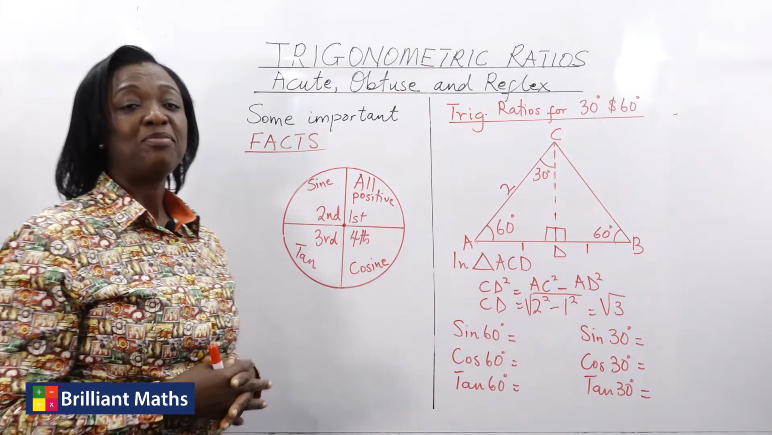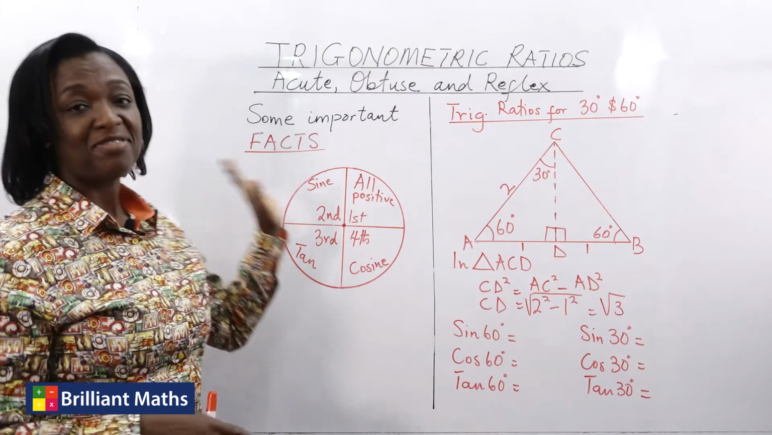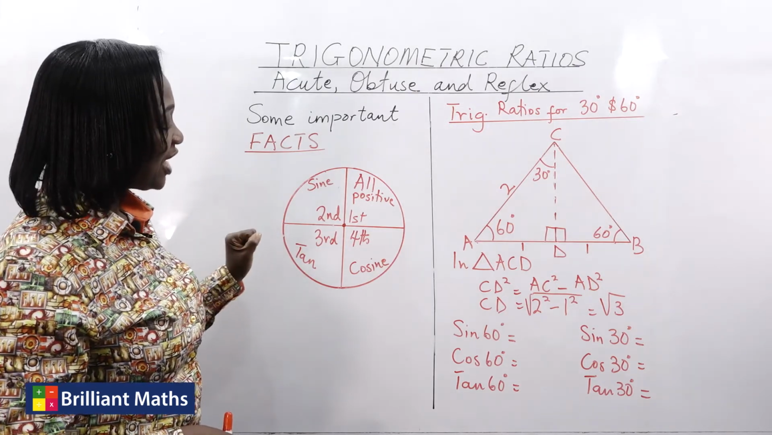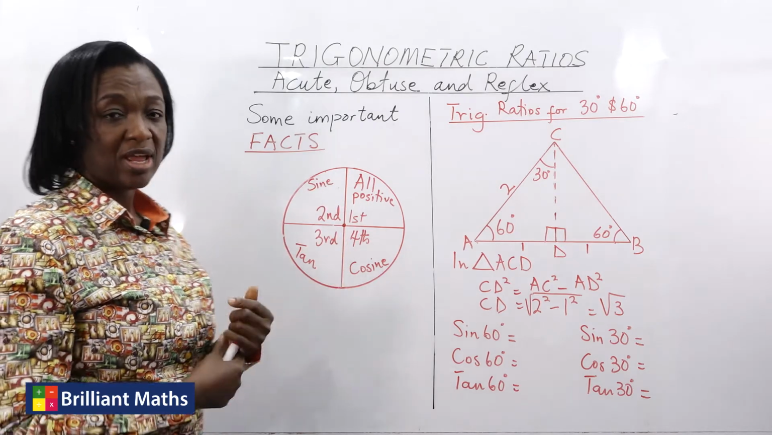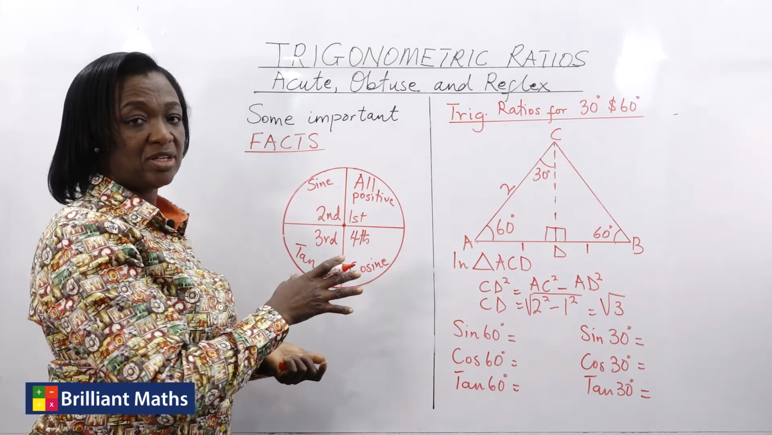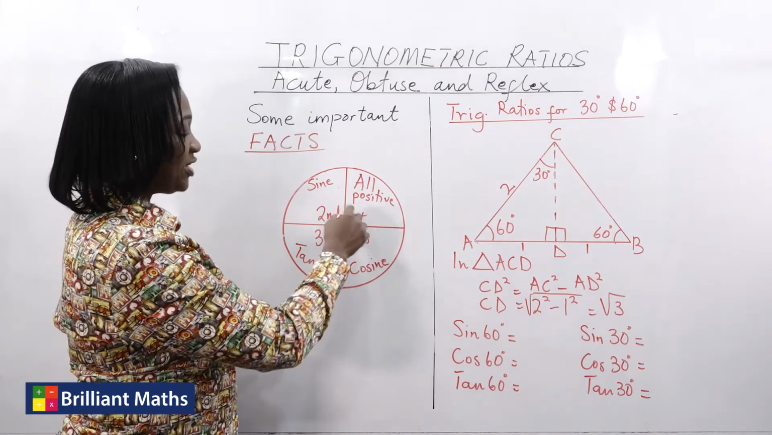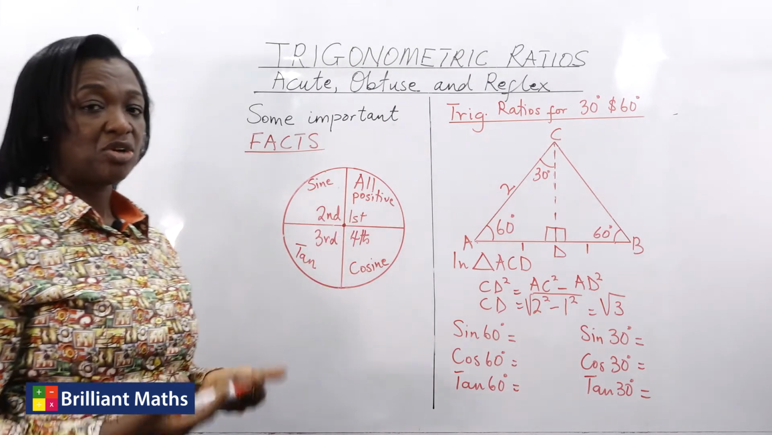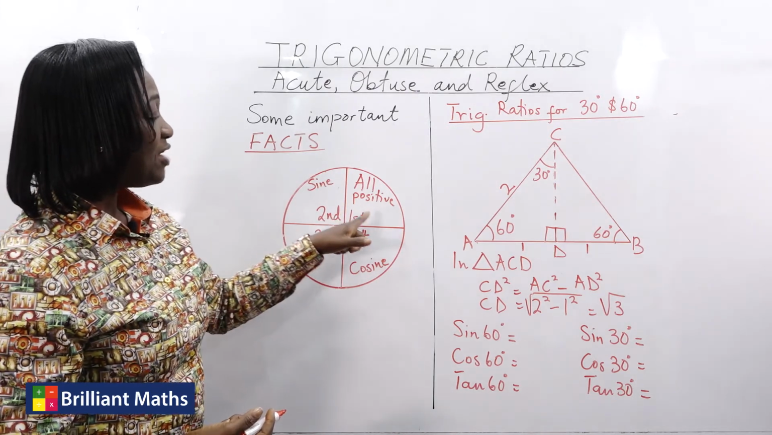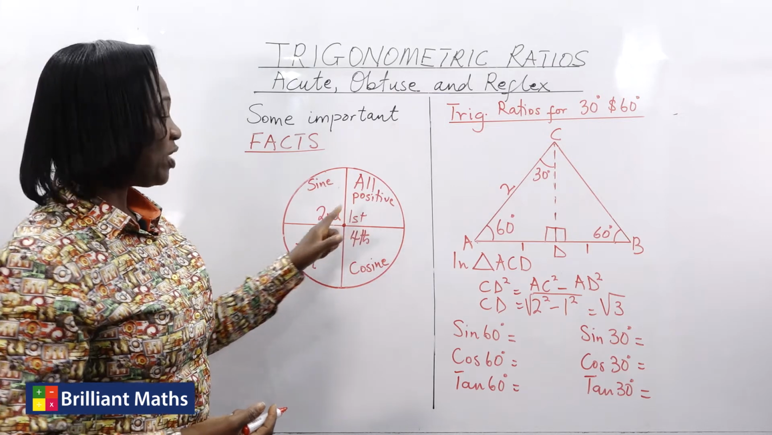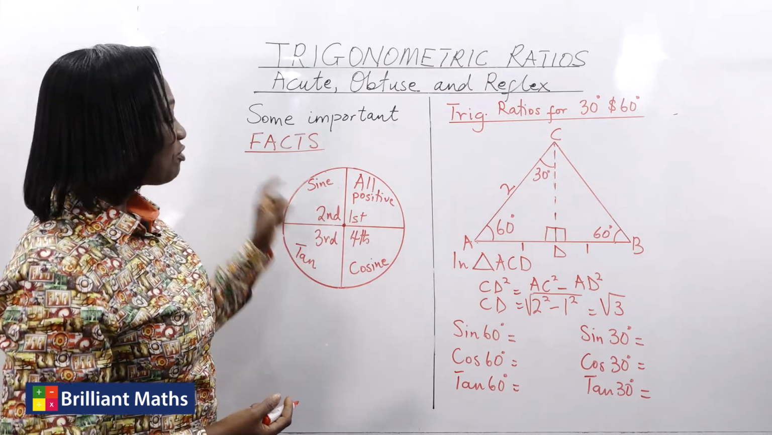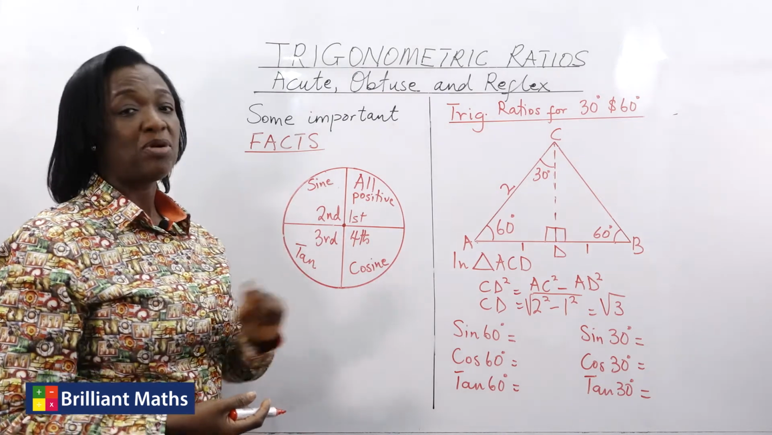In this next example, we want to look at some important facts. A circle is a complete revolution, and we have an angle of 360 degrees at the point. So each quadrant is equal to 90 degrees. What I want you to understand is that in the first quadrant, which is from 0 to 90, all three trig ratios are positive.